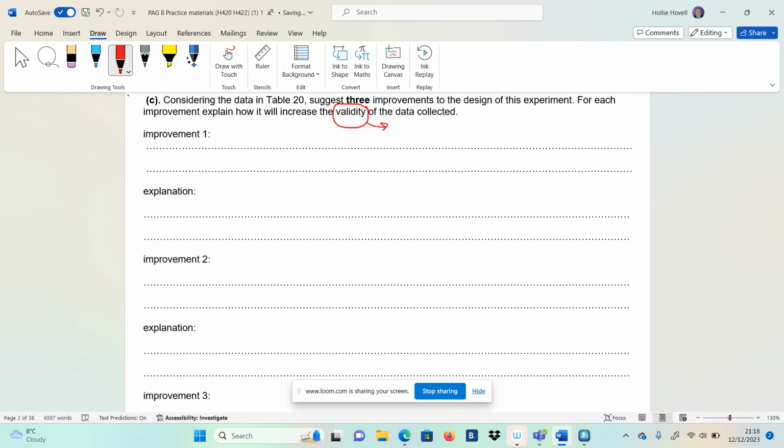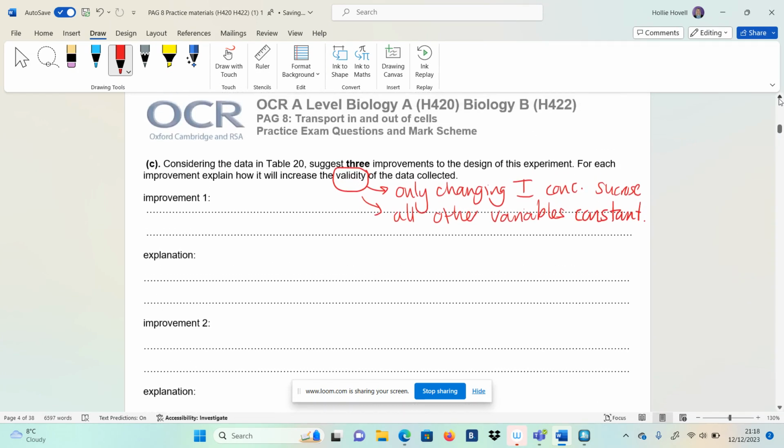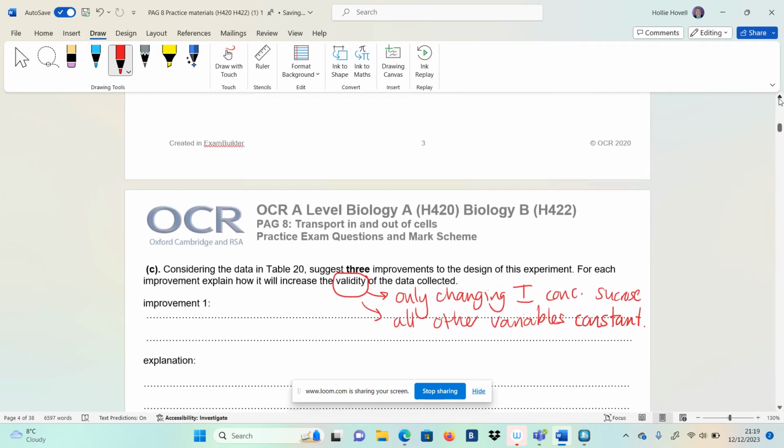Yeah, so we need to be sure that we're only changing the independent variable, which is the concentration of sucrose, and we need to make sure that everything else is the same. So all other variables are kept constant. All right. So we've got to try and improve our experiment. So if we go back up to our experiment and we'll have a look.